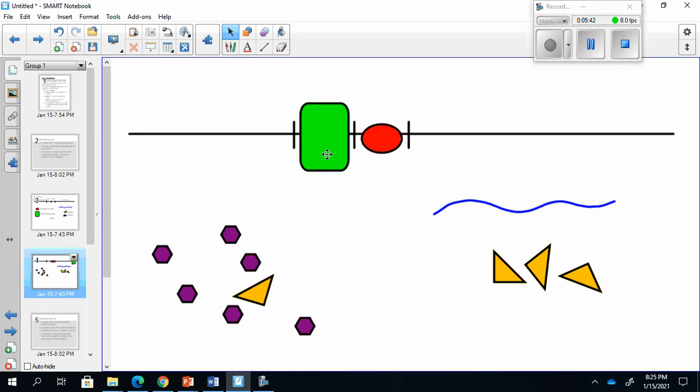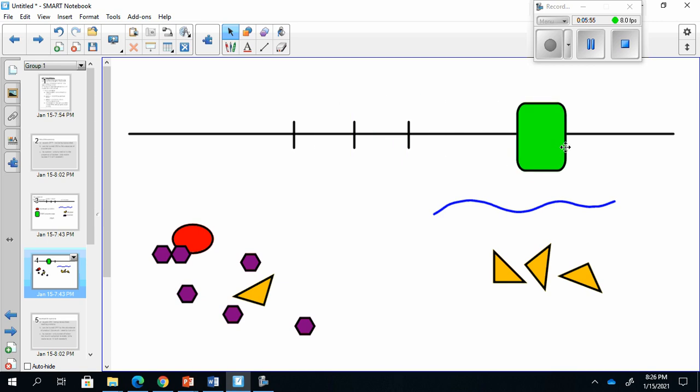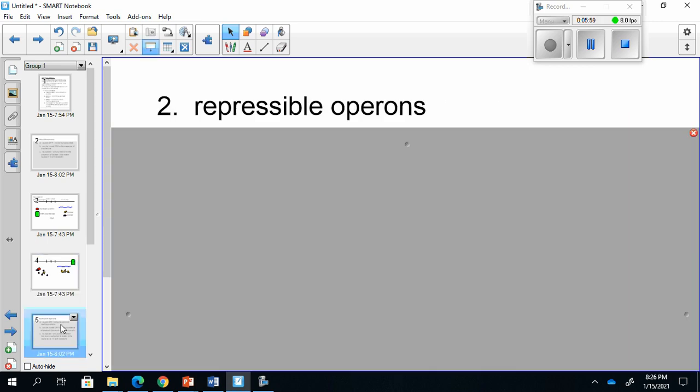So when the repressor protein is at the operator, transcription is off. When the disaccharide lactose is present, this repressor protein moves out of the way, and now transcription is not blocked and it's on. So that's why we call it an inducible operon. It could be induced to turn on.